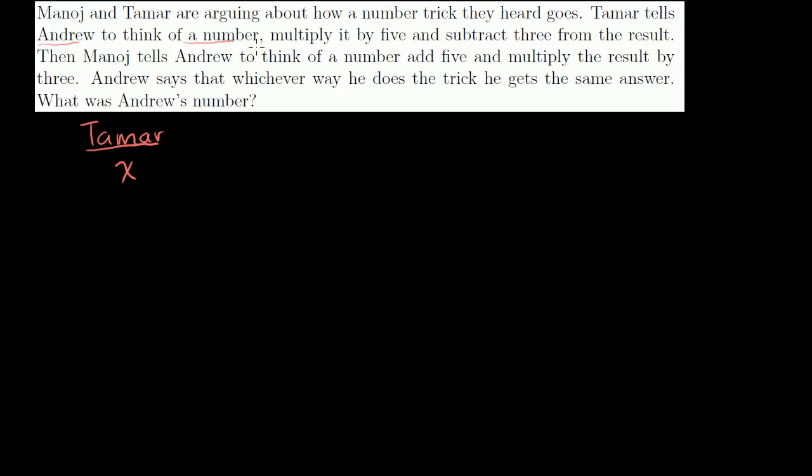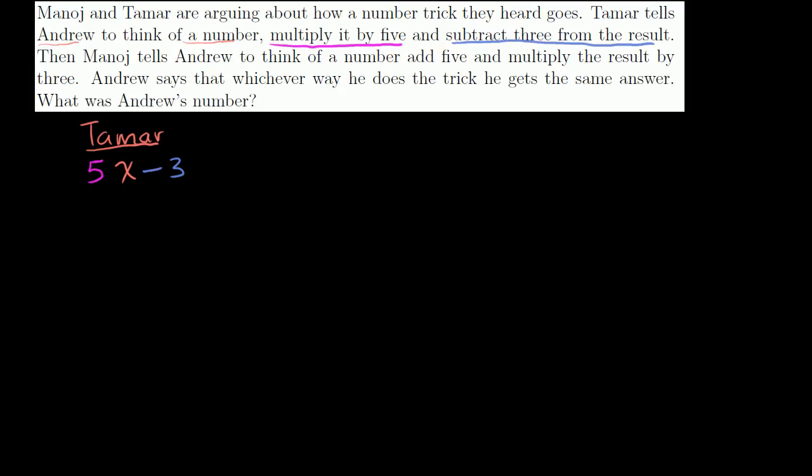Tamar is telling Andrew to think of a number, multiply it by 5. So let me do that. So he multiplied it by 5, and subtract 3 from the result. Let me do that in a different color. Do it in blue. Subtract 3 from the result.